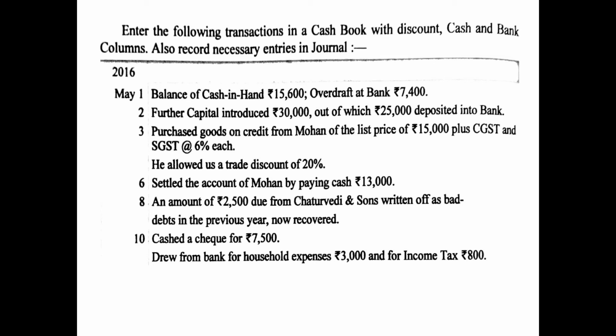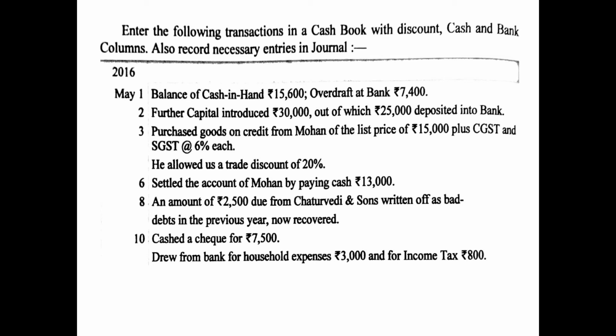So obviously, whether in cash or deposit in bank, no doubt it is a receipt for the business because cash is coming in. So it will be posted on the debit side as to capital account. 5,000 will be posted in the cash column and 25,000 will be posted in the bank column.